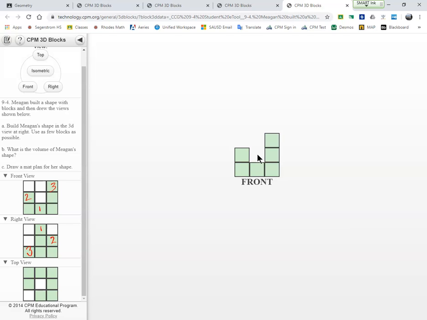So then let's go to the right view and see. Our right view needs to have 1, so that can't be there. Then we've got to have 3, and this can't be here. And then our top view matches up. So what do we really have?